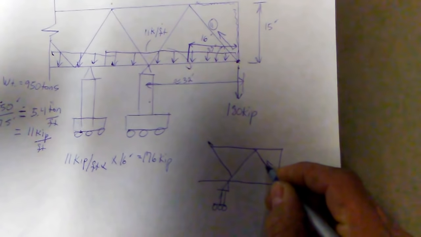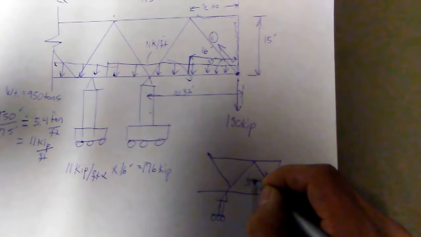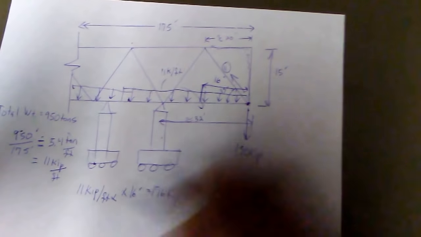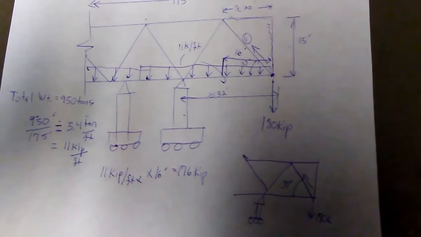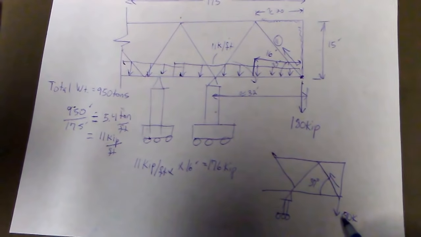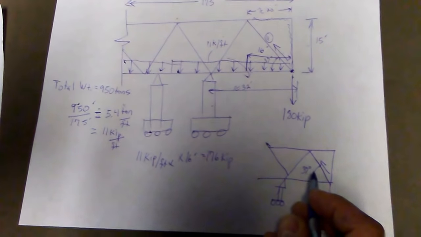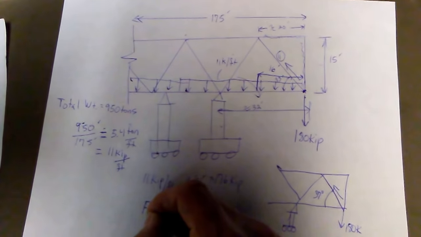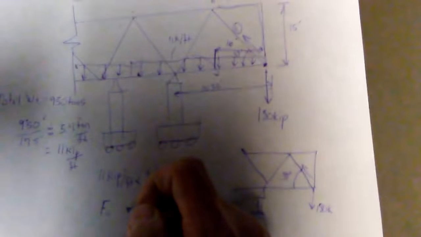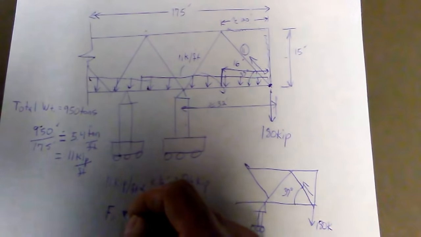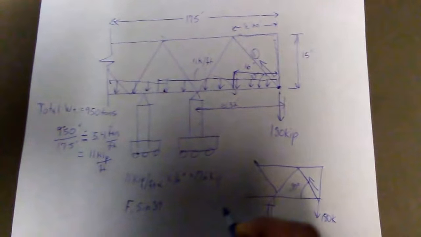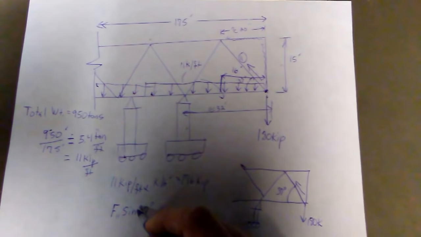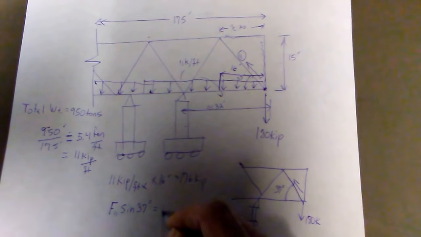And we know this angle here is 37 degrees based on our previous part 3, and also based on these dimensions here. So 37 degrees is our angle of member number 11. We have a 180 kip downward force from this cantilever. So the equation is very basic. This should look familiar to you if you watched my previous parts 3, 2, and 1. So the member force in number 11 times the sine of 37. Sine of 37 gives you the vertical component of the force in member number 11. That should equal 180 kips.